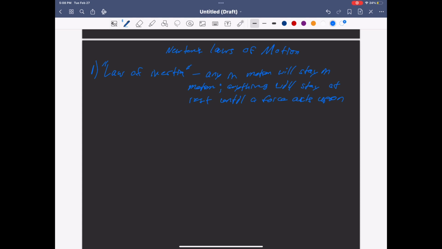This one's the easiest one to remember and really the most popular. The net force on anything is always 0 until a force acts on it. That's pretty much it.